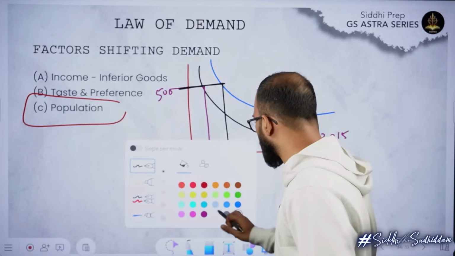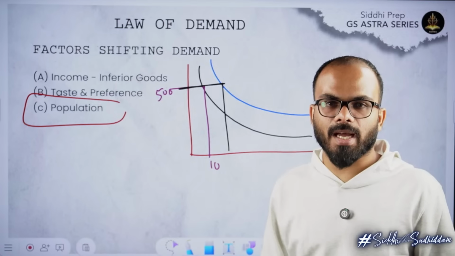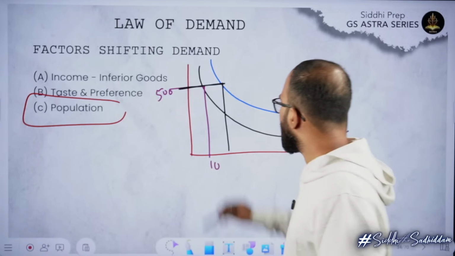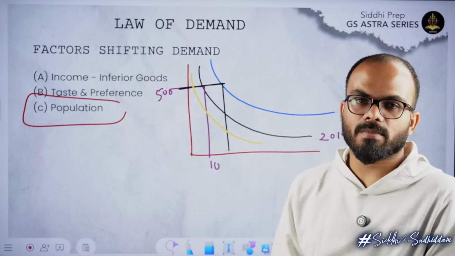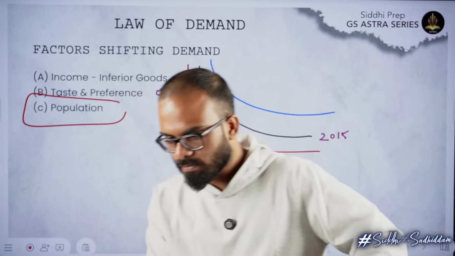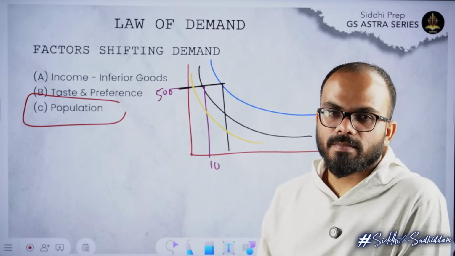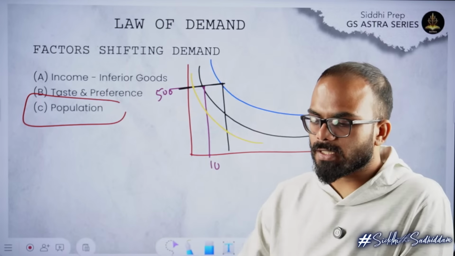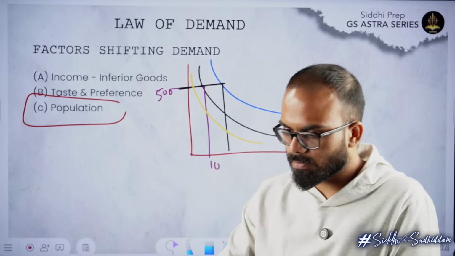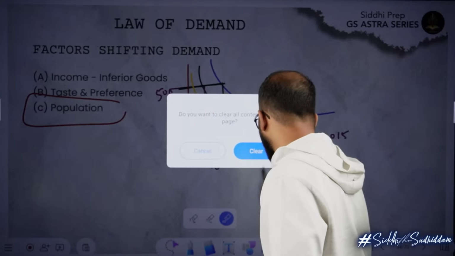Let's say there is a COVID scenario, or some natural disaster, and so many people died, then for the same price range, demand will come down. Do you agree with me on this? Population will cause a shift with respect to the demand curve. Yes, right.